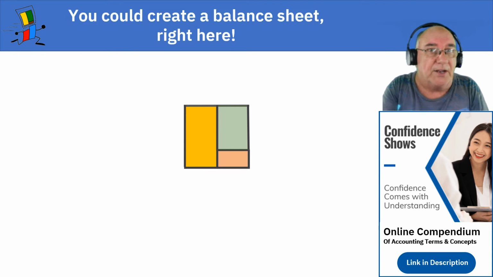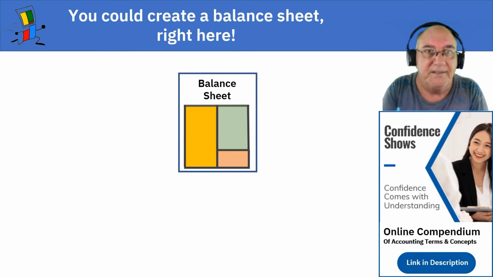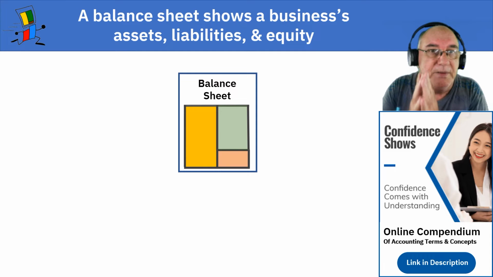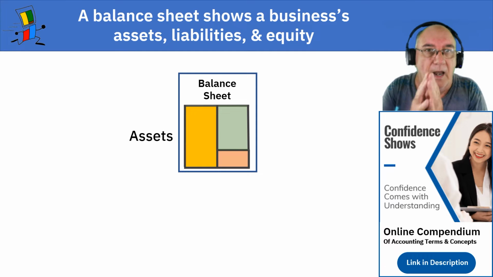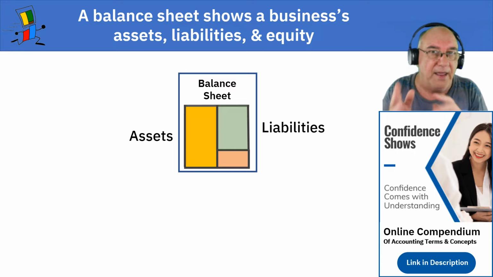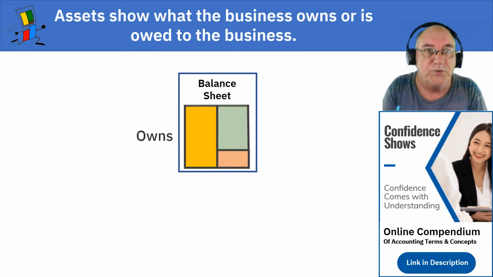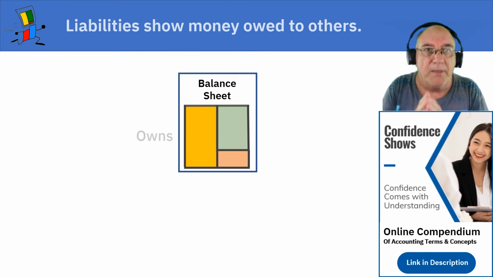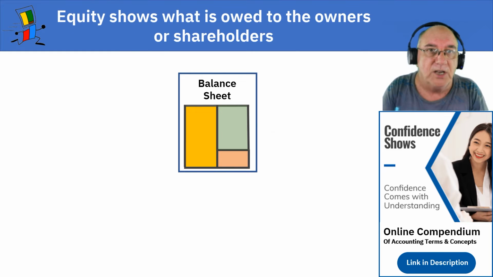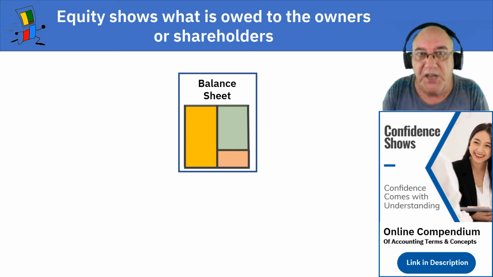You could create a balance sheet right here. A balance sheet shows a business's assets, liabilities, and equity. Assets show what the business owns or what is owed to the business. Liabilities show money owed to others. And equity shows what is owed to the owners or shareholders.